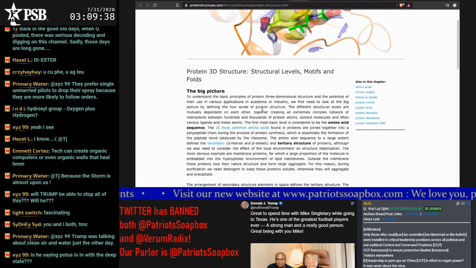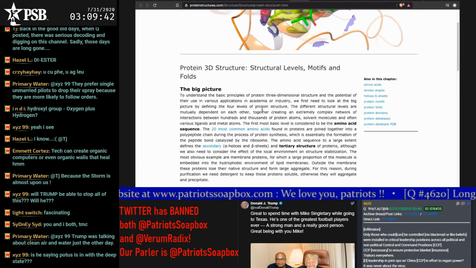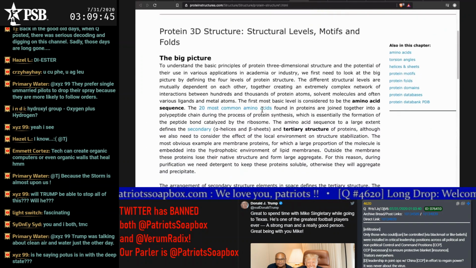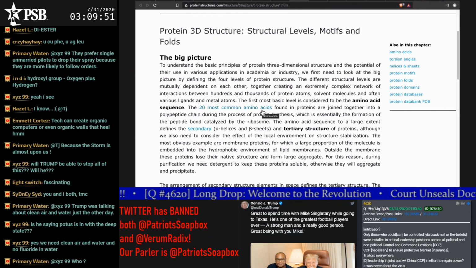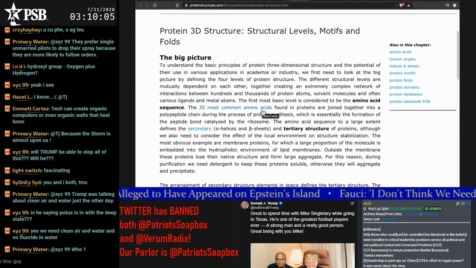And we'll continue. To understand the basic principles of protein three-dimensional structure, and the potential of their use in various applications in academia or industry, we first need to look at the picture by defining the 4 levels of a protein structure. The different structural levels are mutually dependent on each other, together creating an extremely complex network of interactions between hundreds and thousands of protein atoms, solvent molecules, and often various ligands and metal atoms.